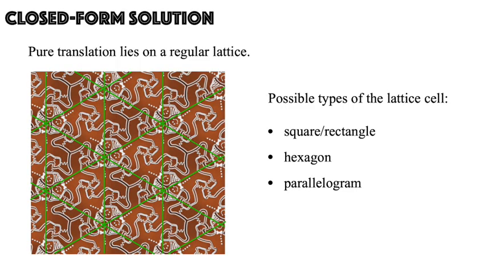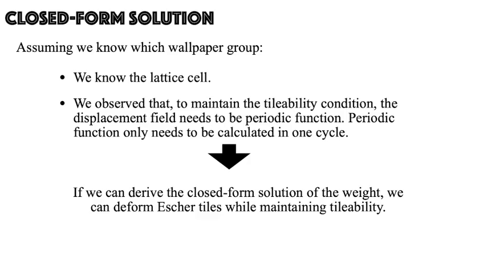Such pure translations lie on a regular lattice grid. There exist 3 types of the lattice cells: rectangle, hexagon, and parallelogram. They are also known as tetragonal lattice, hexagonal lattice, and monoclinic lattice. Our goal is to deform the tile so that the result remains a valid tile, using a closed-form solution. Assuming we know which wallpaper group a pattern is, we would automatically know what the lattice cell looks like.